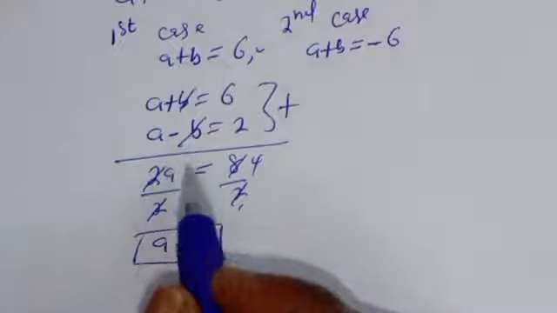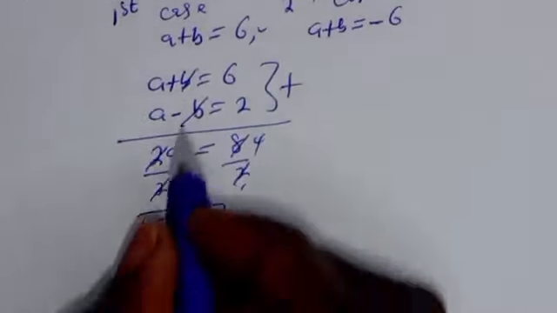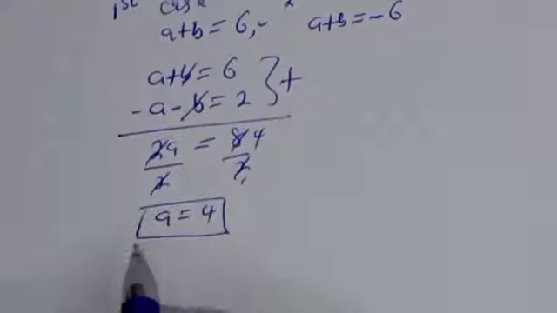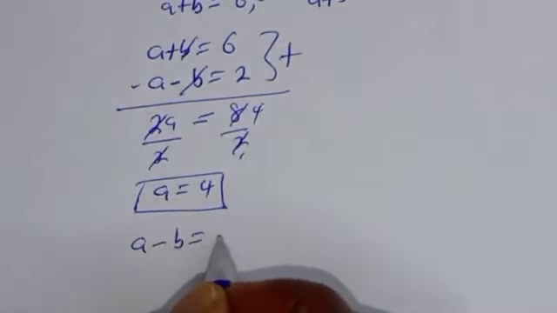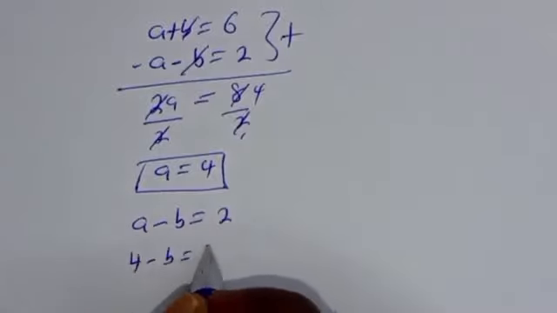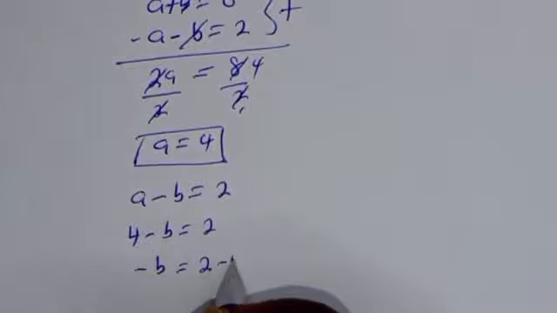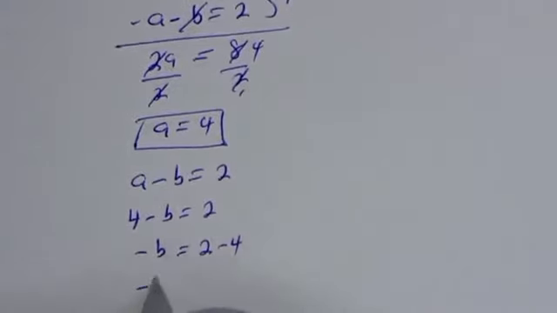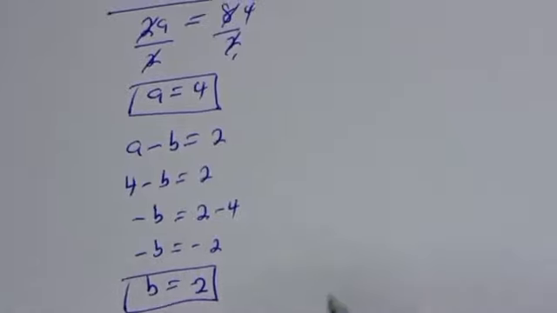If a is equal to 4, let's substitute for a in any of these equations to get b. Let's pick the second one. A minus b is equal to 2. Then 4 minus b is equal to 2. Minus b is equal to 2 minus 4. Then minus b is equal to minus 2. B is equal to 2. This is the value of b.